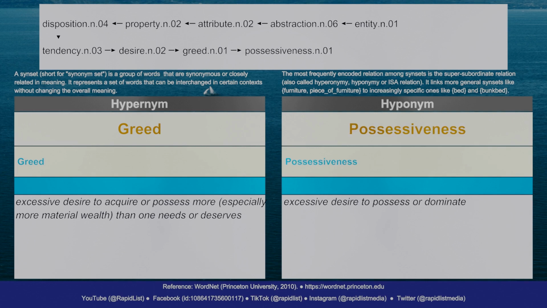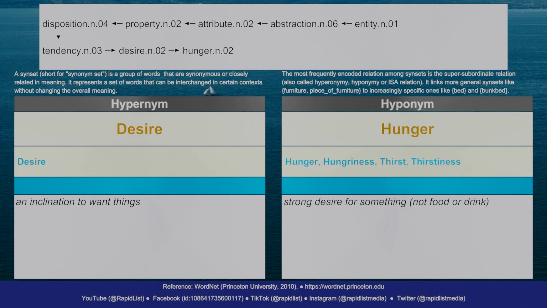Possessiveness. Excessive desire to possess or dominate. Hunger. Strong desire for something, not food or drink. A thirst for knowledge.